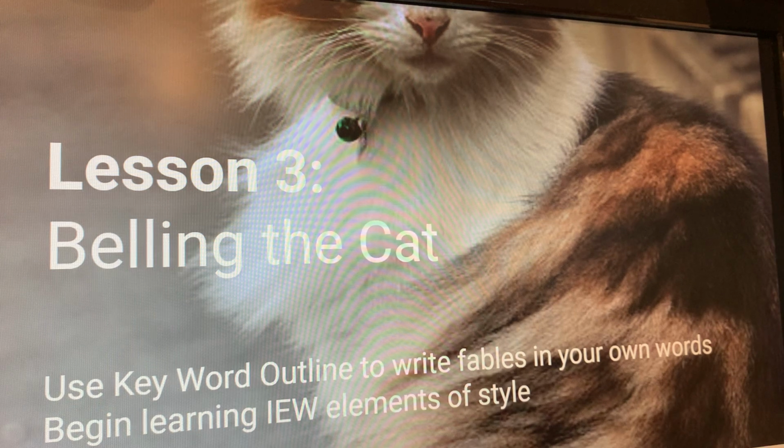So we're going to use a keyword outline to write fables in your own words this week. We'll read a fable, we're going to make a keyword outline, and then from that, instead of telling your parents in complete sentences, as you've been doing line by line through your outline, you're actually going to write it. So you're going to read your keyword outline, stop and think how to make a complete sentence out of it, and then write it out. We're going to begin learning IEW elements of style as well this week.